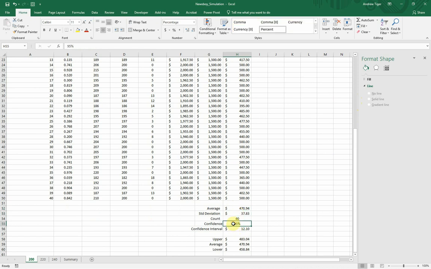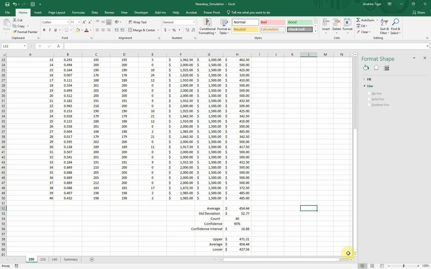If I want a 95% confidence interval, this is what that value would be. I'm using this confidence formula, where it takes 1 minus the confidence. So if the confidence is 95%, it takes 1 minus that to come up with 0.05. I have to put in my standard deviation, which is that, and I put in my sample size, which is that. And that will generate my confidence.